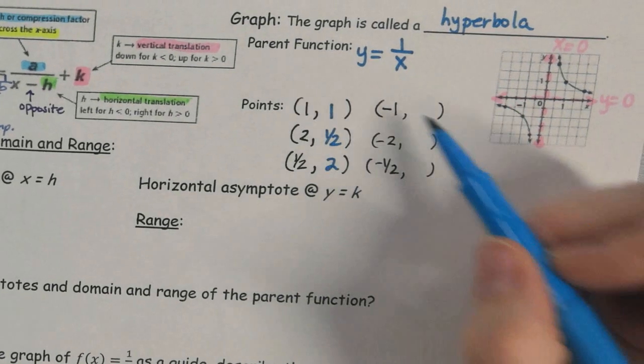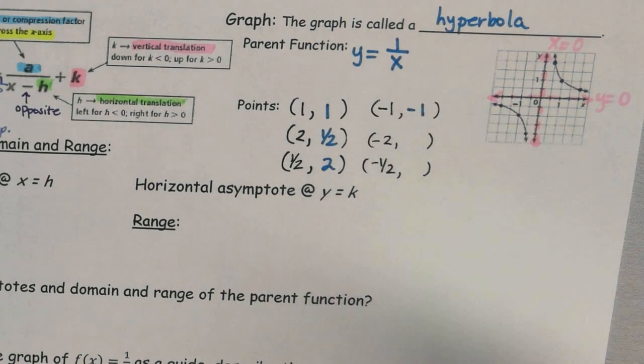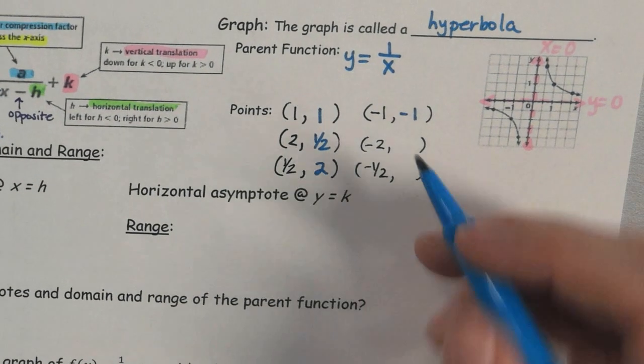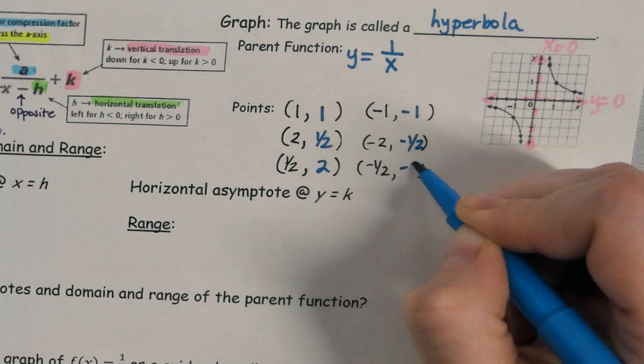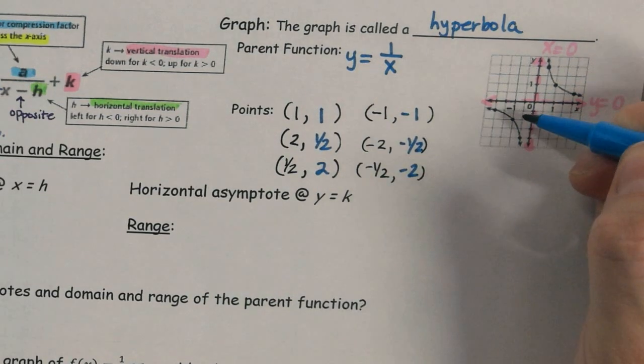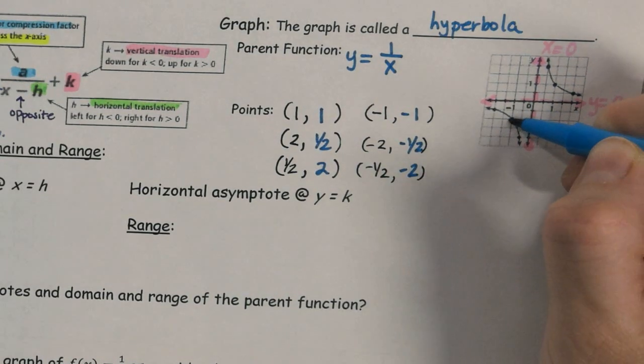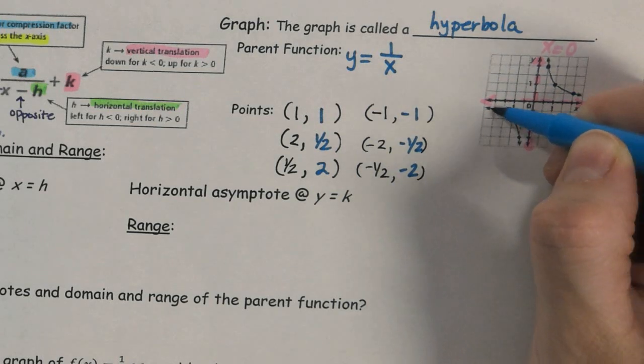So again, -1 times -1 is going to make 1, right? Or 1 divided by -2 is -1/2. And that's what's going to generate these points. -1, -1, -2 here.